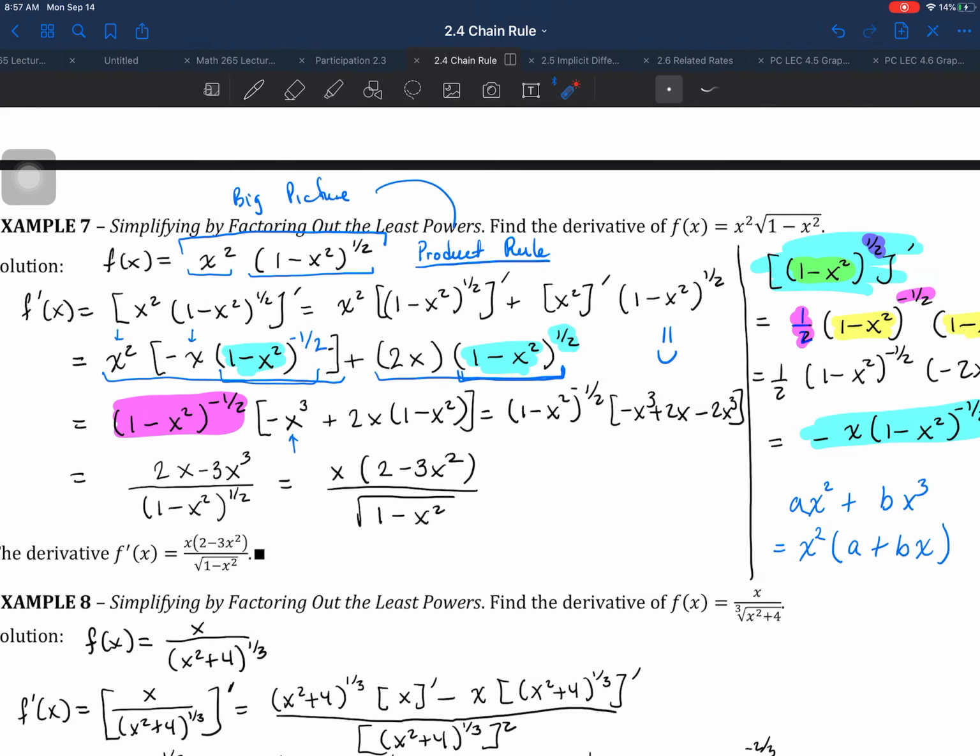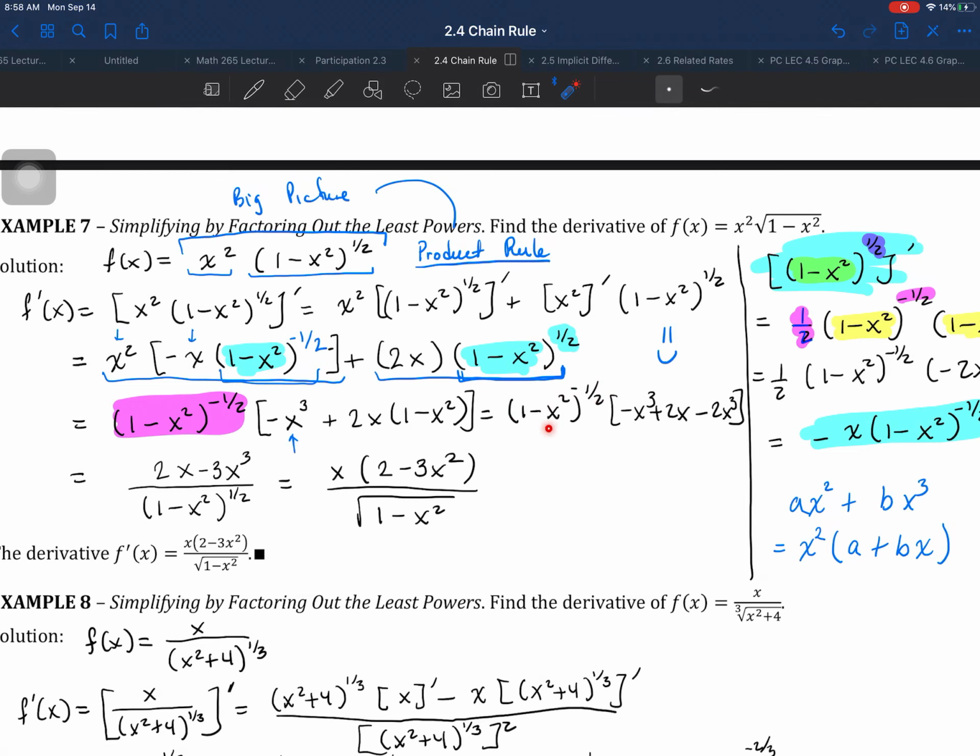Anyways, and that's just algebra, right? And then we can distribute here this 2x, and we end up getting the outside factor minus x cubed plus 2x minus 2x cubed. Combine like terms, that gives you -3x cubed, 2x, and then because this one has negative power, this is going to become a denominator for this function.